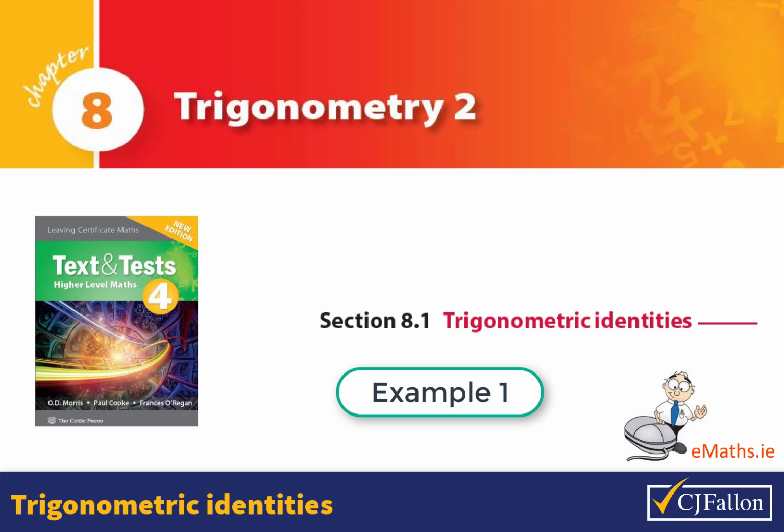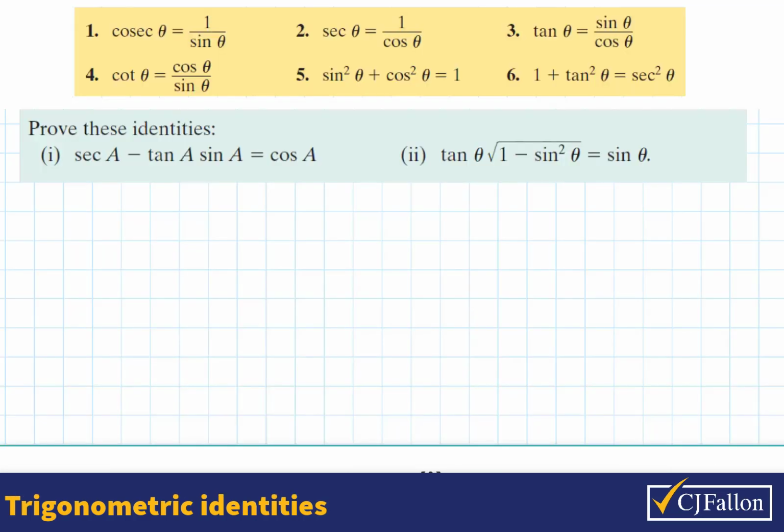Trigonometric identities, example 1. We're asked to prove that sec A minus tan A times sin A equals cos A. We see that sec theta is 1 over cos theta. We also note that tan A, or tan theta, is sin theta over cos theta.